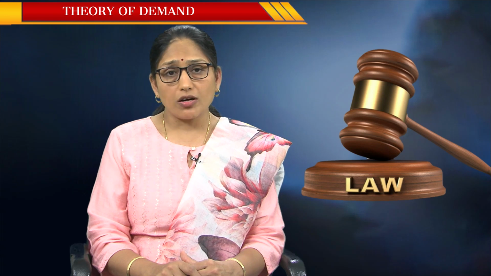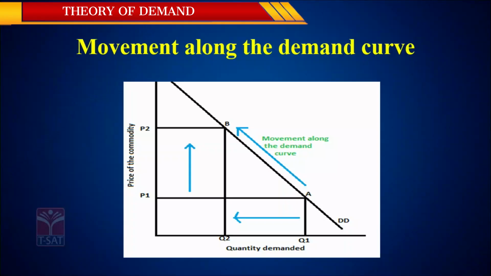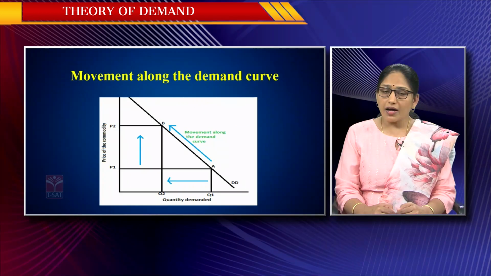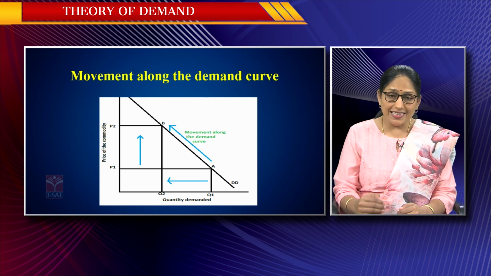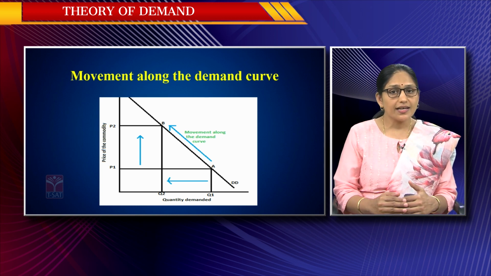Now, movement along the demand curve and shift in the demand curve. When there is a change in the price of the commodity, the quantity demanded will change. Suppose the price of the commodity is OP1, and at price OP1 the quantity demanded is OQ1. Now, due to some reasons, when the price of the commodity increases from OP1 to OP2, the demand for the product will decline from OQ1 to OQ2. This shows the movement along the demand curve. In this case, there is a contraction in the demand.